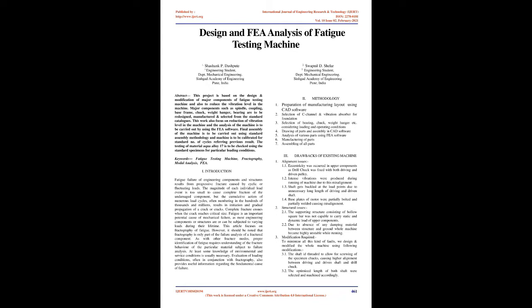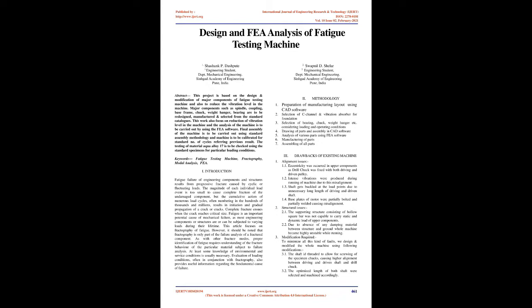Major components such as spindle, coupling, base frame, chuck, weight hanger, bearing are to be redesigned, manufactured, and selected from the standard catalogues. This work also focuses on reduction of vibration level in the machine, and the analysis of the machine is to be carried out by using the FEA software.